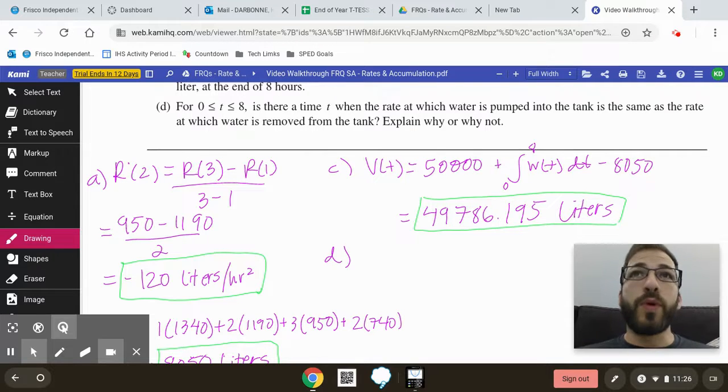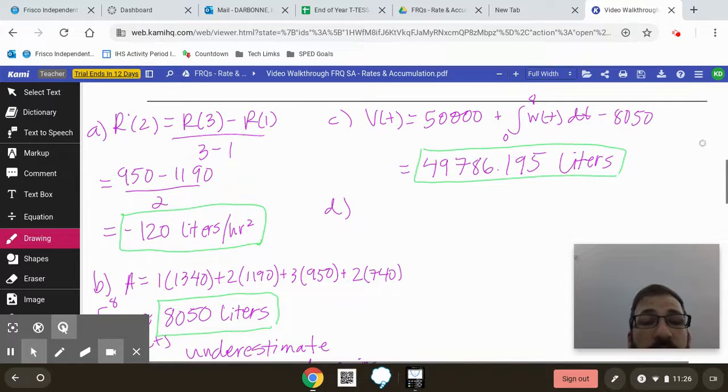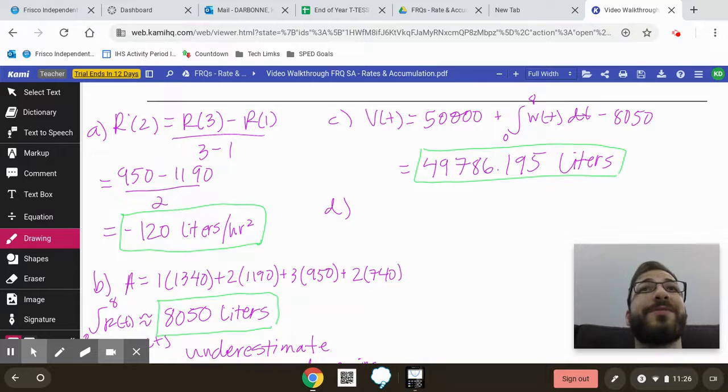Now, how can I prove that at some point W of t minus R of t is equal to 0? Well, to prove that, I just need to use my intermediate value theorem. Intermediate value theorem is how I prove that a value exists on some interval, and the interval I'm trying to prove that it exists on is between 0 and 8. So I have to know what's happening at the endpoints: W of t minus R of t at 0 and at 8.